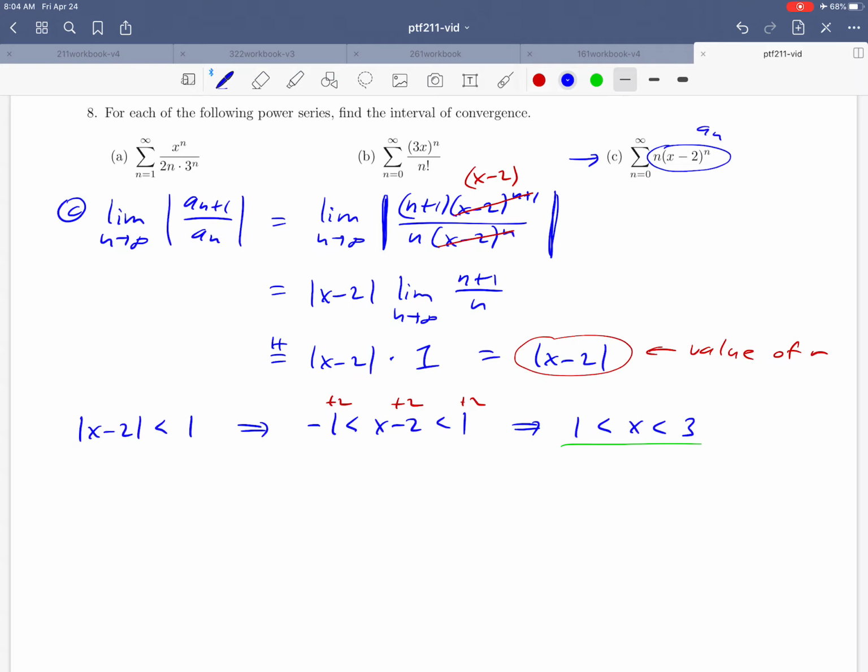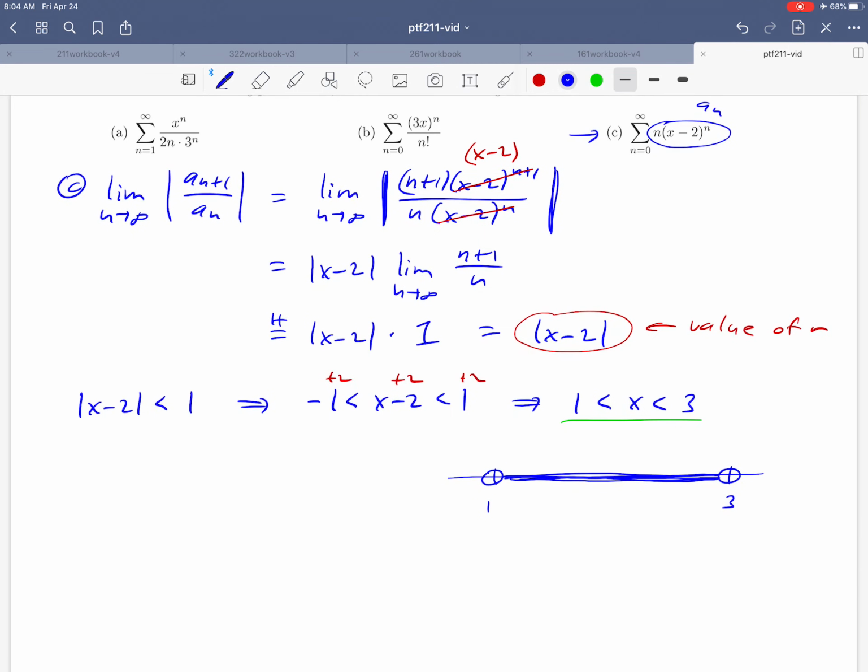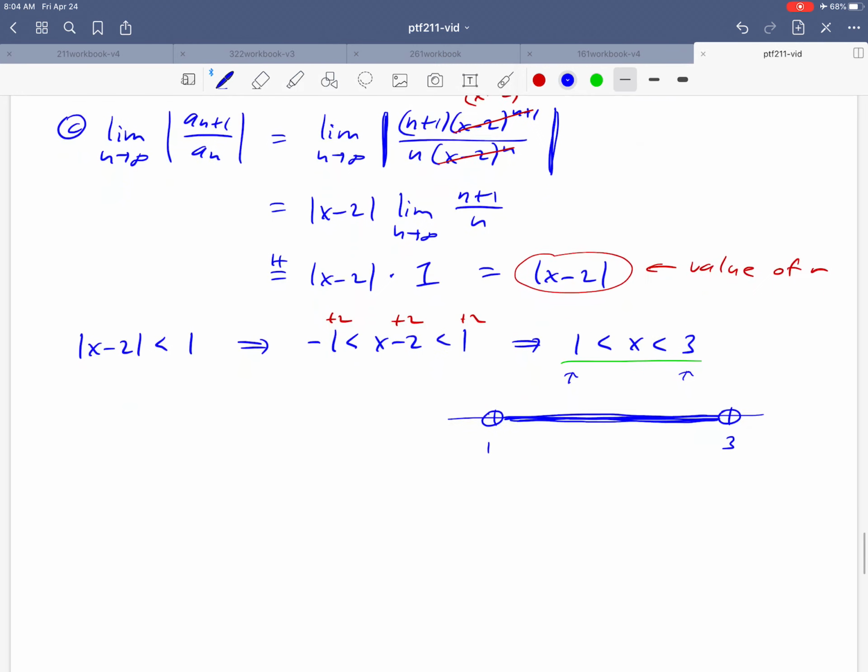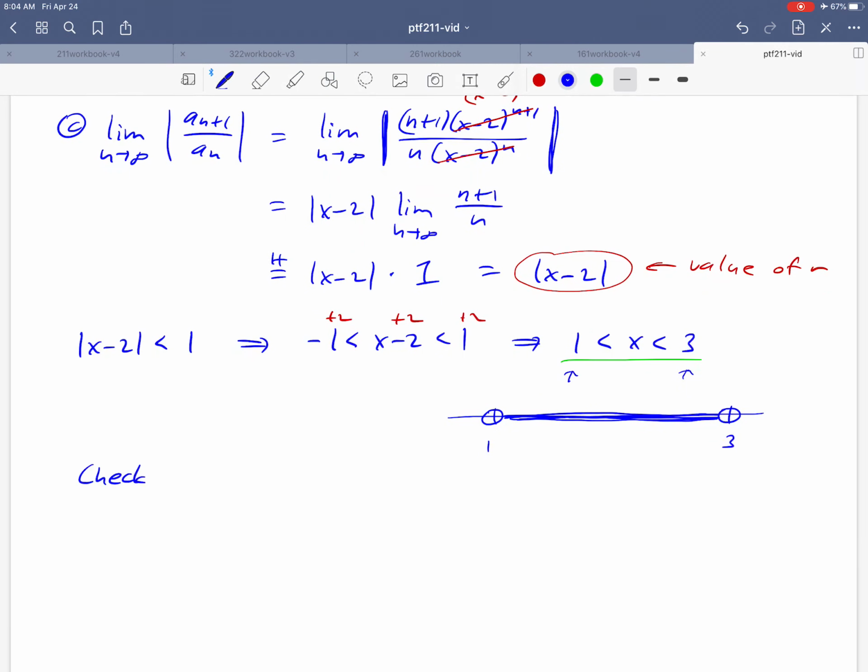Let's draw a picture of that interval. Okay, so we can put 1 here and 3 here. And what we know so far is that our series converges on this region of the number line that I'm shading between 1 and 3. Okay, but what's missing are the endpoints at this point. What about right at x equals 1 and x equals 3? The ratio test doesn't help us to determine whether those endpoints converge, so we need to check those separately. Okay, and we'll do that in the space down below here.